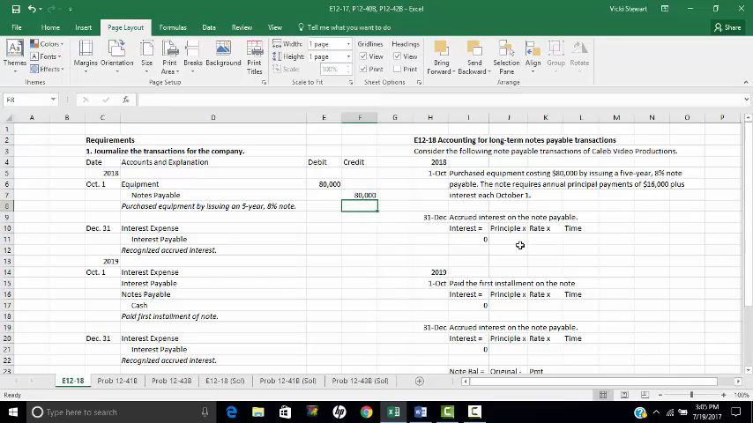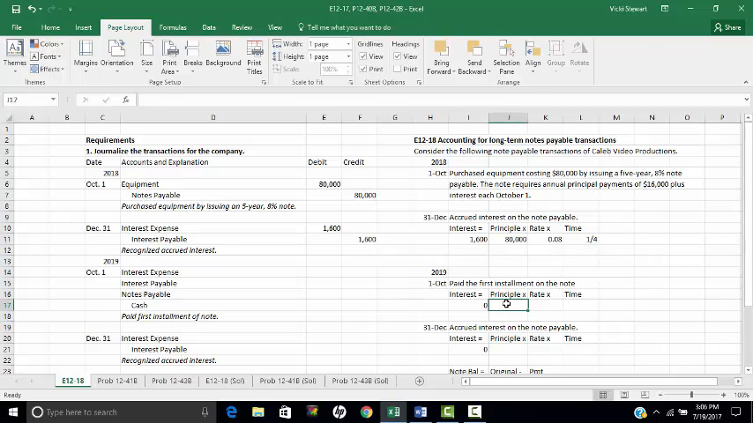Next, on December 31st, we need to accrue the interest on the note from October 1st through December 31st. So the principal is $80,000, the rate is 8%, and it's been outstanding for 3 months out of 12. So our interest expense is going to be $1,600. So we'll debit interest expense and we'll credit interest payable for $1,600.